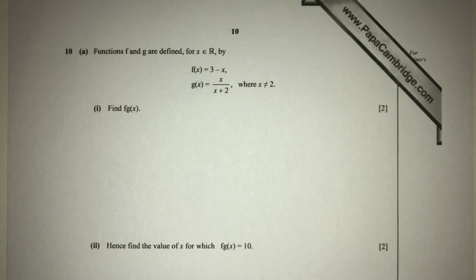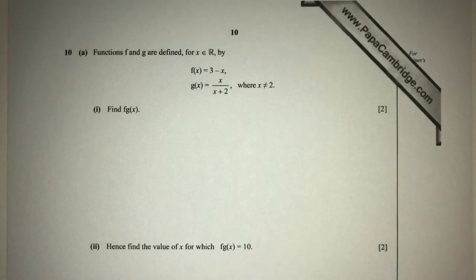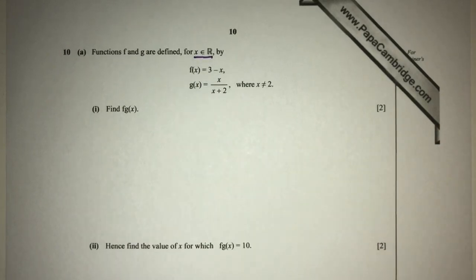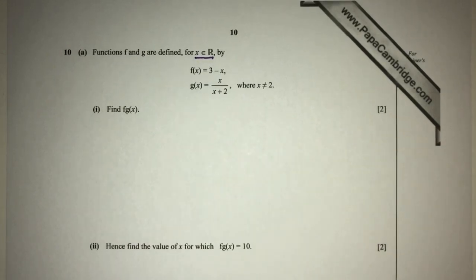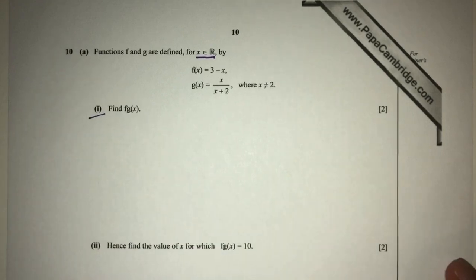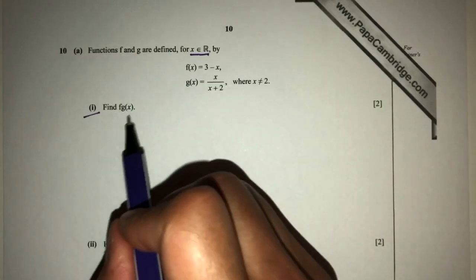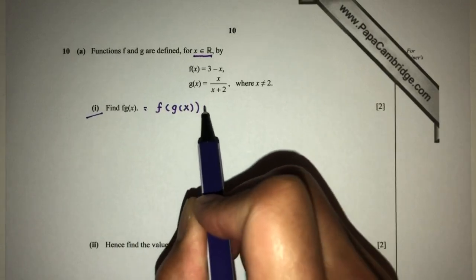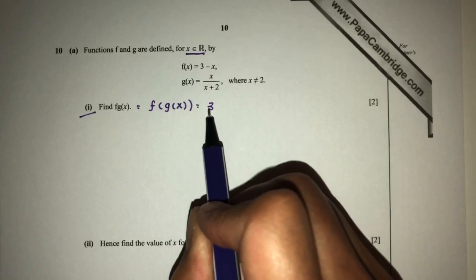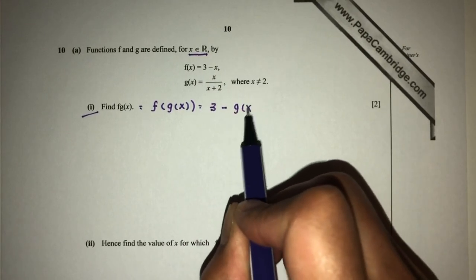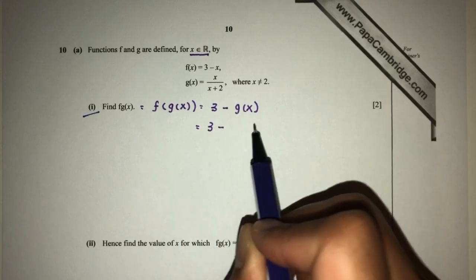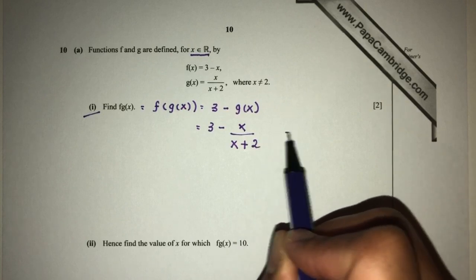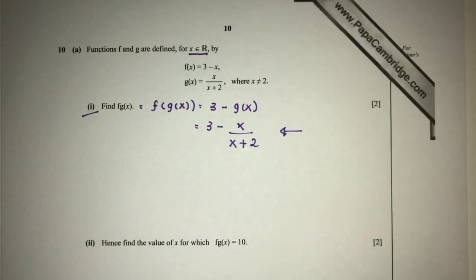Now let's move on to question number 10. So we have two functions, f and g, defined by this. x is any value in the real numbers, which means it can be any value. Now for part 1, we have to find fg of x, so pretty easy. Basically fg of x will be inside of f, which means we have 3 minus g of x. That will be 3 minus x over x plus 2. Okay, that will be your answer for part 1.